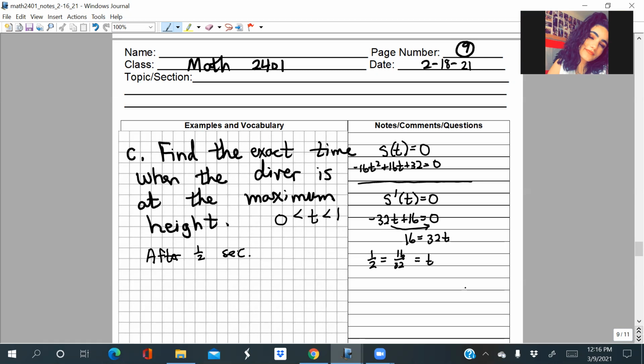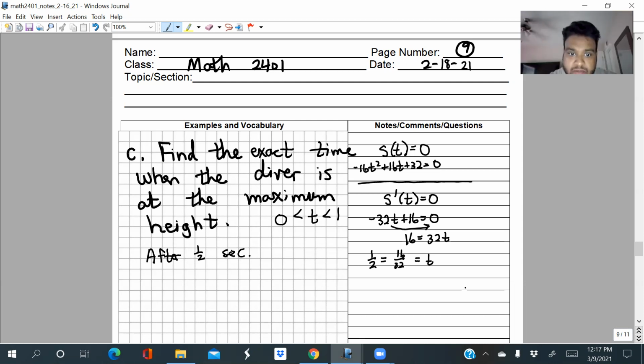All right, Mohammed, now that you're back, let me ask you again. We know the diver reaches the maximum height after 1/2 second. What is the diver's maximum height, Mohammed? We just learned that the diver reached the maximum height after 1/2 second, so if I want to know what the maximum height is, how do I compute that? It's pretty easy. What do I do?